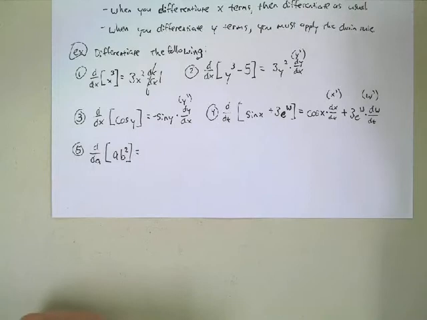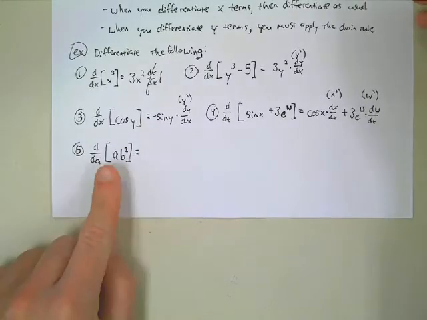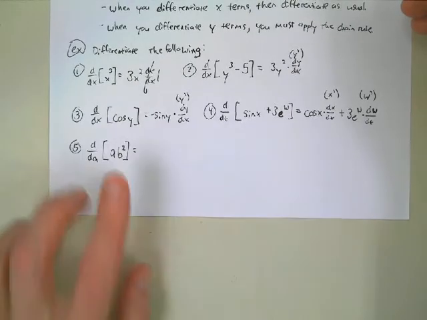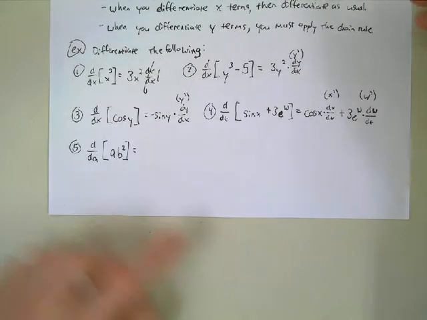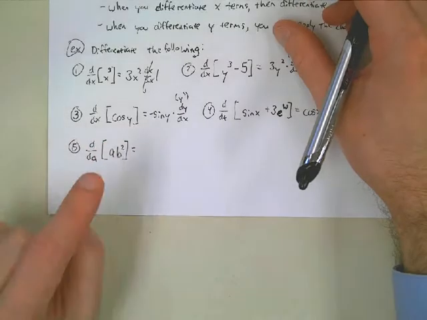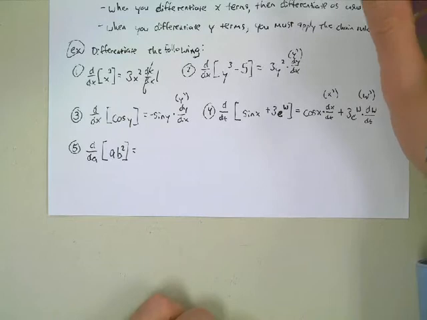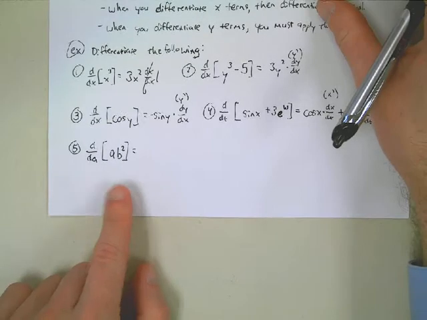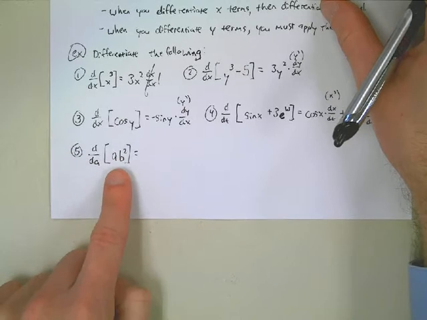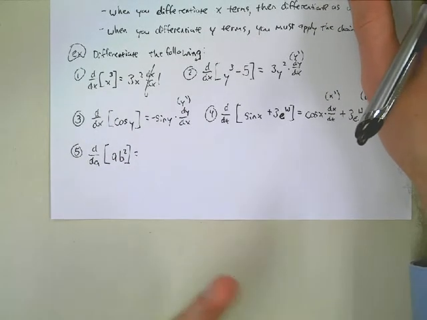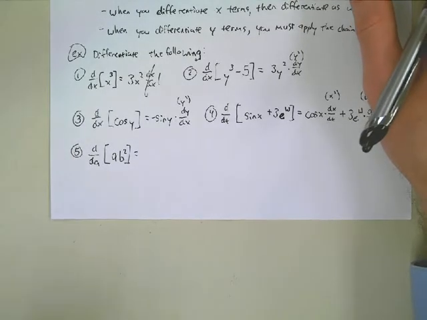I have a times b squared. a and b are both variables. So just taking the derivative of this as a quantity, it's a times b squared. What do we have to use? Product rule. This is a product rule. We have two different variables here. This is like having x times y squared. That is a product rule, right? It's not a number times a variable. This is a variable times a variable.